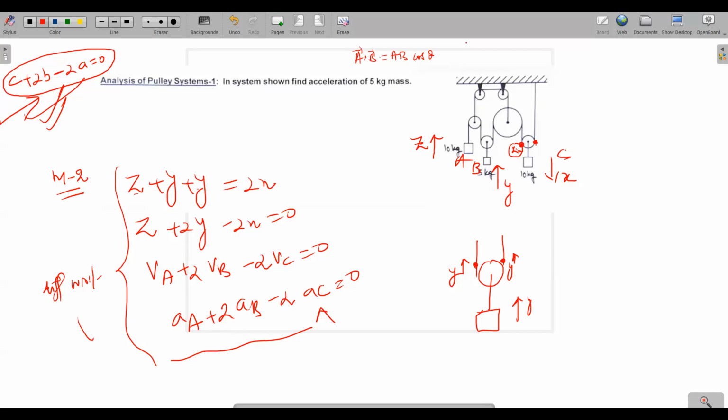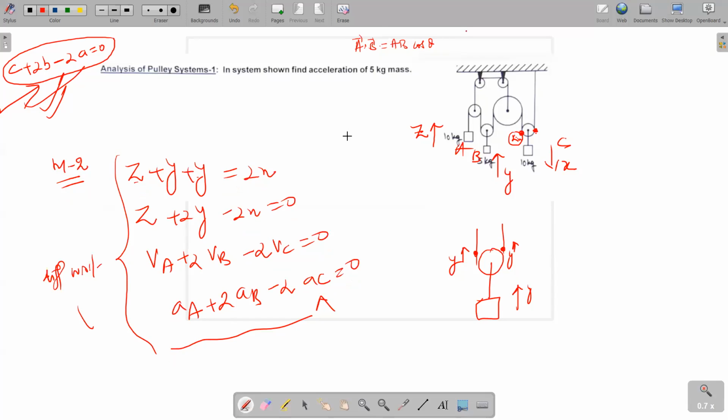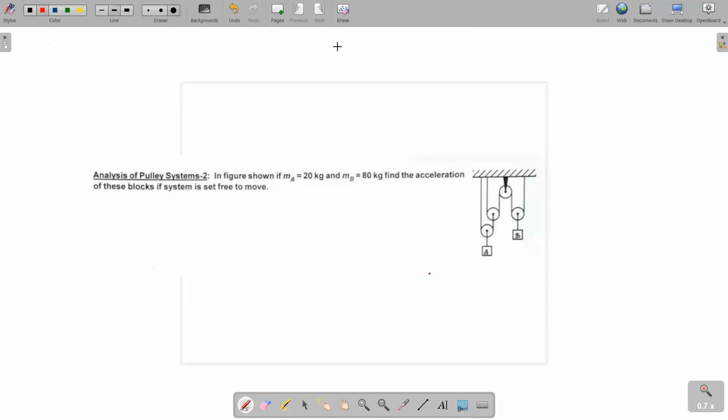I give you one homework. You guys have to try and find the answer, and I will talk about this in next lecture. Or you can send me the solution. I will send the correct answer on group. See, this is the question that you have to try.